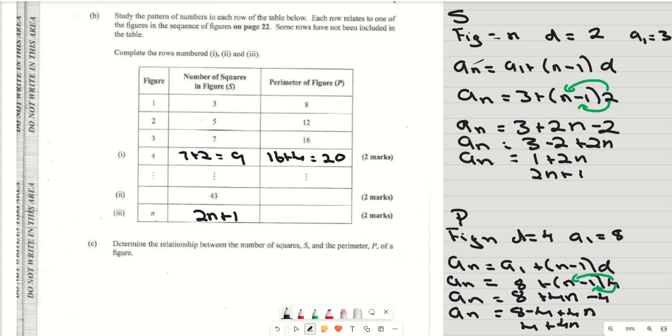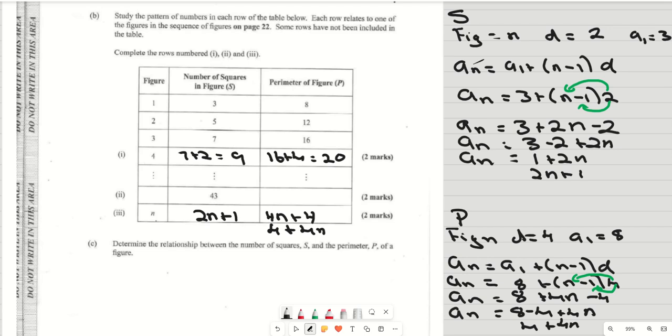Doesn't matter. So if you want to put 4n plus 4 here, that would be the answer. If you want to put 4 first plus 4n, it doesn't matter the order in which you put it. You still would get it, especially for addition, right?